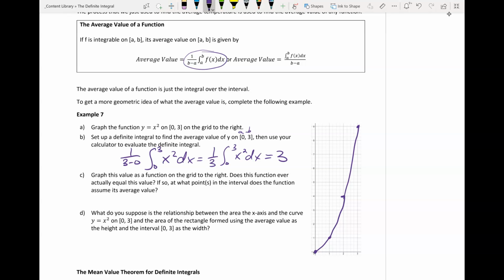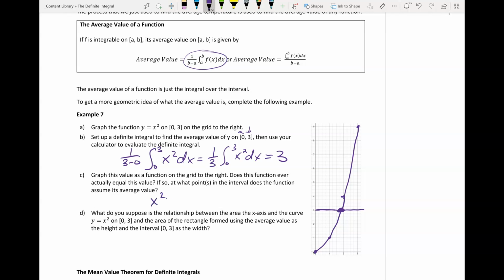So we want to graph this value as a function on the grid to the right. And we want to know if this function ever actually equals this value. So that's our value over here. And it does seem to hit our graph eventually. We just don't know what the x value is. But we can solve for that.